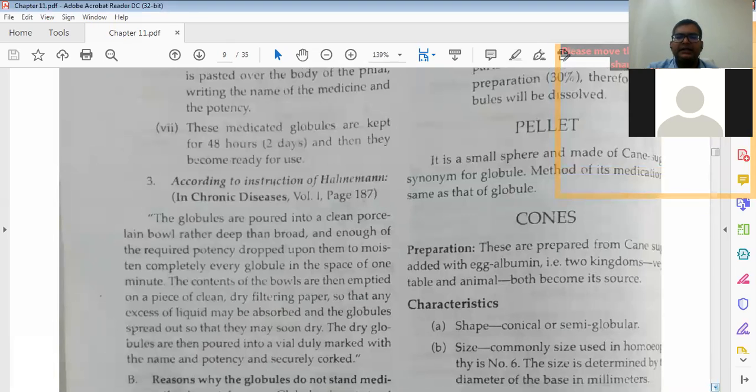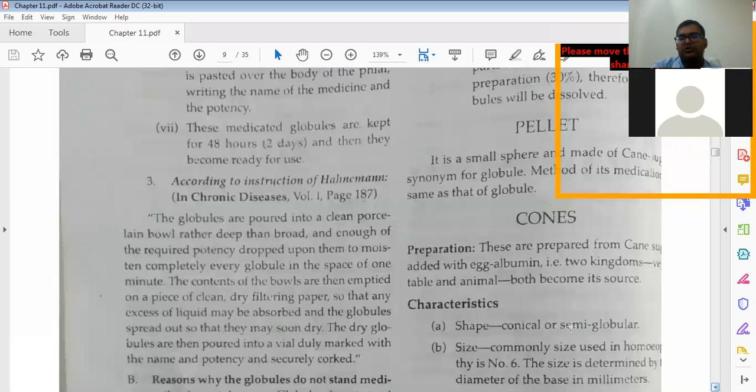Methods of medication are the same as for globules. So pellets are just the same. They are small, spherical and made up of cane sugar. These are called pellets. This comes as a short note, so remember these things. This comes as a short note in your exam.